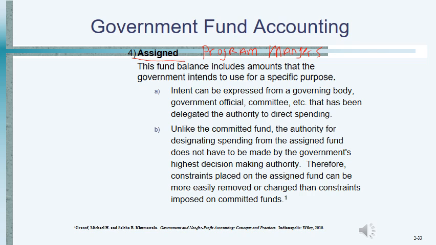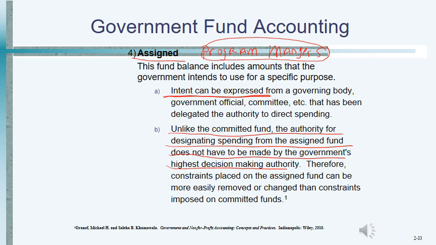So when we deal with this, we are really signaling our intent to spend the money, and this is at the program manager level, and they can go ahead and change their mind if they need to. So unlike the committed funds, we do not go back to the highest decision-making authority. We can decide that at the program manager level.